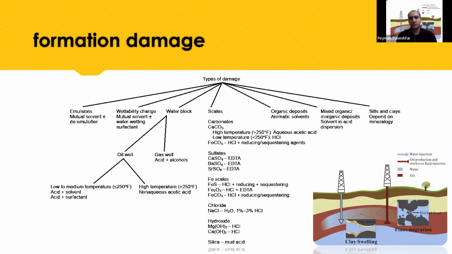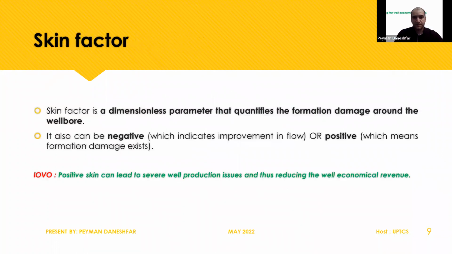In a gas well, we can use acid alcohol, and in an oil well, some parameter. This is only the chart that you can see. I want to show you and introduce you some formation damages and the skin factor. Formation damage only qualifies the well, okay? But the skin factor is a parameter that introduces the formation damage as a quantity, okay?